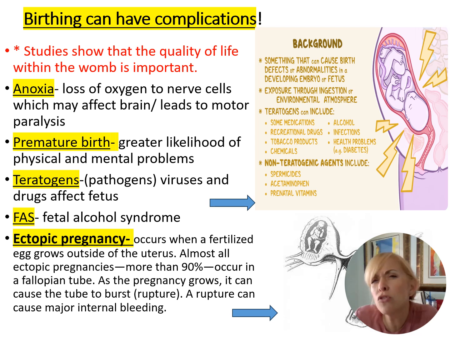Now, most problematic is the ectopic pregnancy. The ectopic pregnancy occurs when a fertilized egg grows outside of the uterus. Almost all ectopic pregnancies, more than 90% of them, occur in the fallopian tubes, and if that's the case, unfortunately, it has to have a termination. So ectopic pregnancy, another birthing complication, a very serious one.